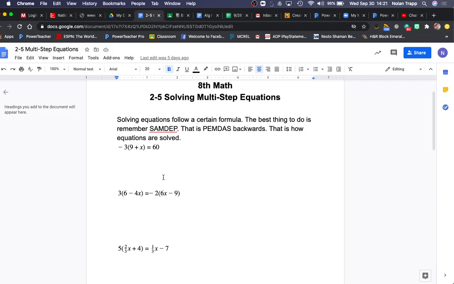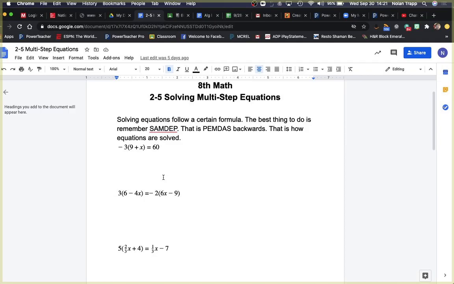All right, here's 2-5. This is called solving multi-step equations because now we're solving equations that might require a little more work than some of the other ones. There's a new thing in the section called distribution, and I've already talked to you about the SAM-DEP, I assume. I believe I have. It's just when you're solving an equation, you want to work backwards, do your addition, subtraction, multiplication, division, any exponents, any parentheses. We're not going to have a lot of exponents yet, but at some point you will.